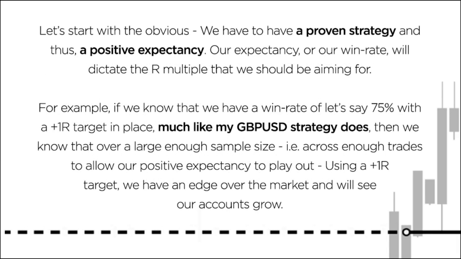So, let's start with the obvious. We have to have a proven strategy and thus a positive expectancy, of course. Our expectancy or our win rate will dictate the R multiple that we should be aiming for. So for example, if we know that we have a win rate of, let's say, 75% with a 1R target in place, a lot like my pound dollar strategy does, then we know that over a large enough sample size, i.e. across enough trades to allow our positive expectancy to play out, using a 1R target, we have an edge over the market and we will see our accounts grow.